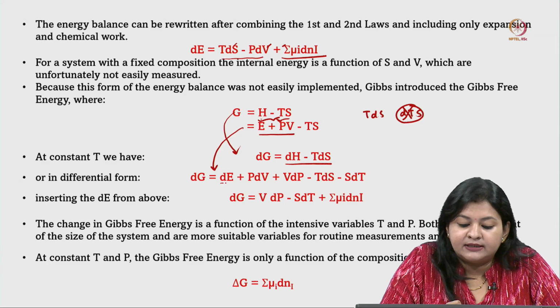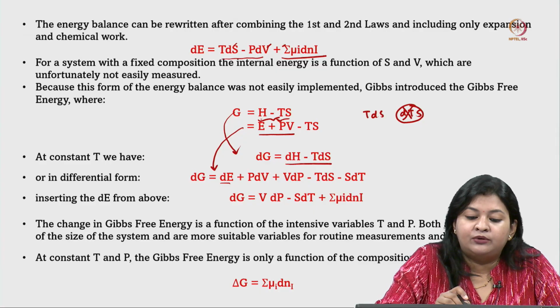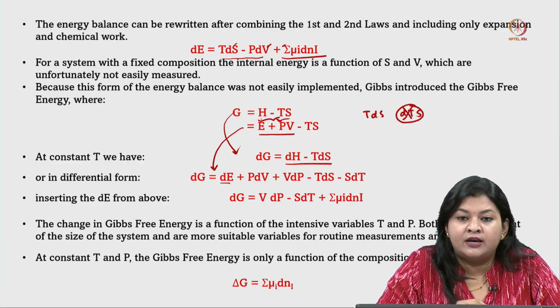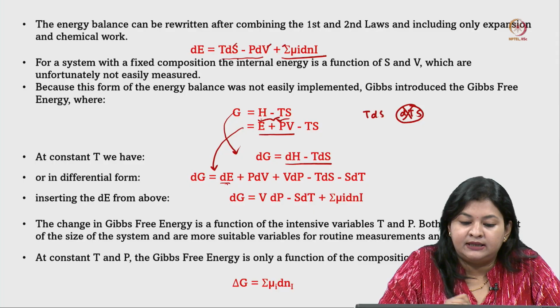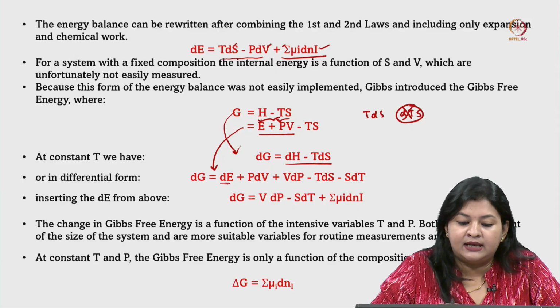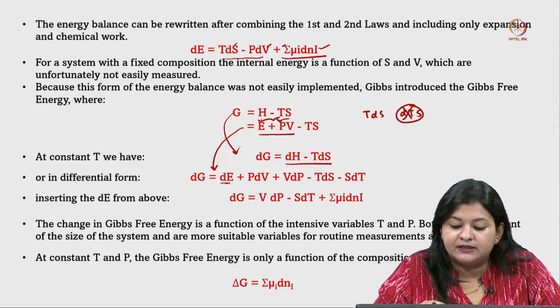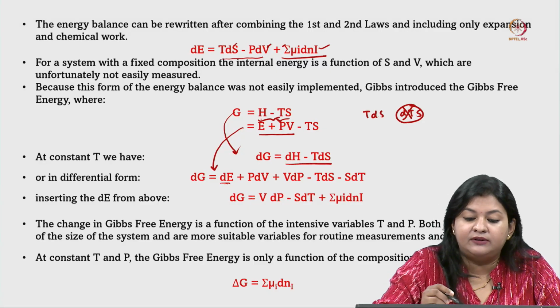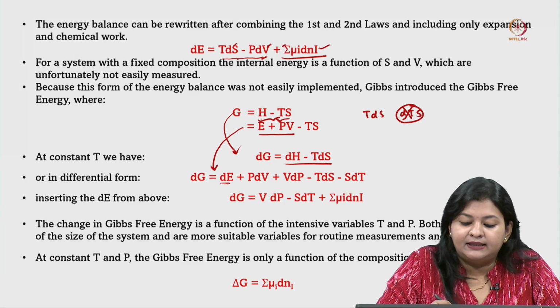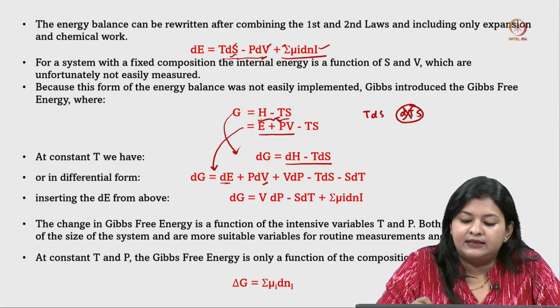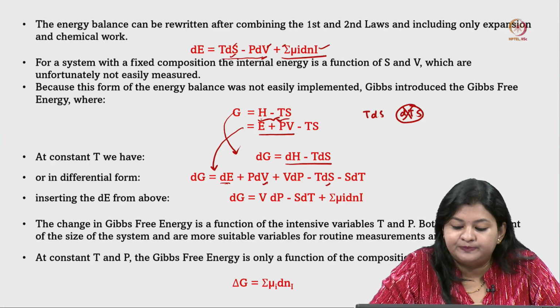Now, let us rearrange a few terms. Here dE is there. What do we know? dE is equal to T dS minus P dV plus summation of mu i into dNi. So, we just replace this dE with this equation, and here we bring in T dS minus P dV plus mu i dNi. This minus P dV and this plus P dV will cancel out. This T dS and this minus T dS will cancel out.